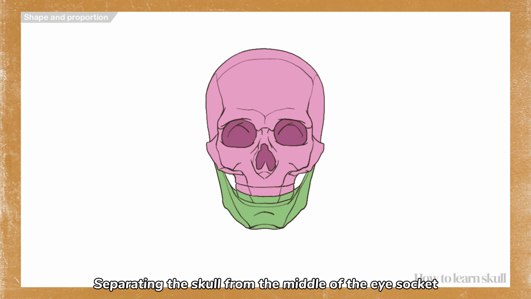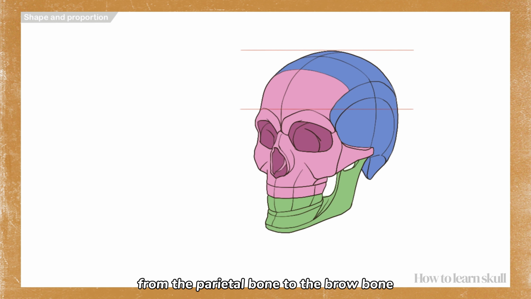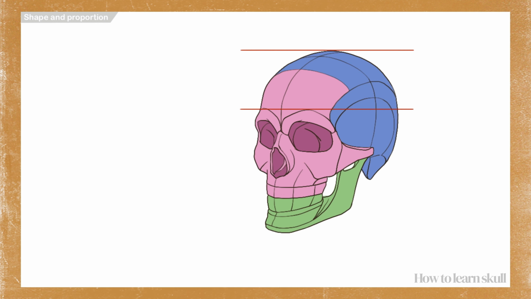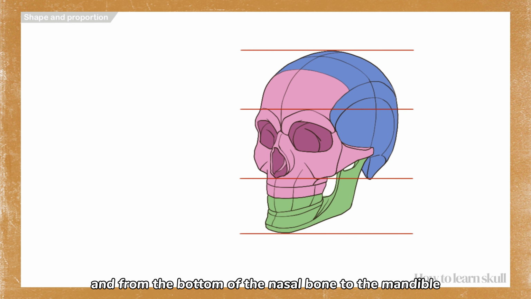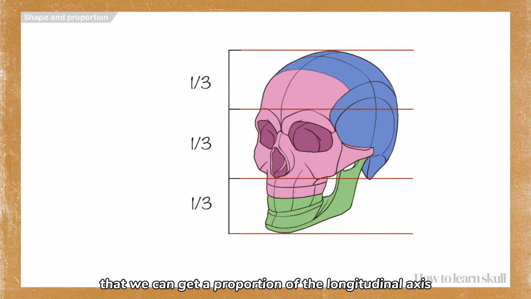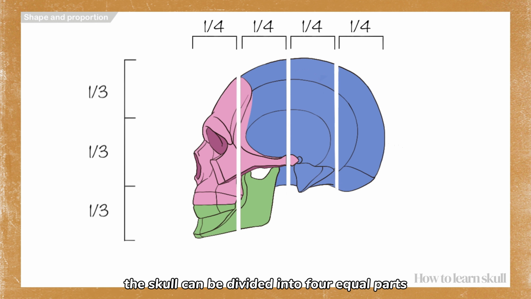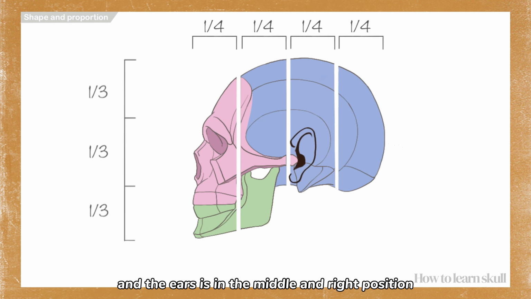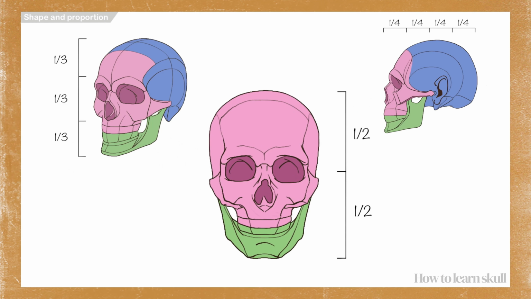Separating the skull from the middle of the eye socket, we can divide the skull into two equal parts, from the parietal bone to the brow bone, from the brow bone to the bottom of the nasal bone, and from the bottom of the nasal bone to the mandible. Each part occupies 1/3 of the skull, so that we can get a proportion of the longitudinal axis of the skull. When looking at the skull from the side, the skull can be divided into 4 equal parts on the horizontal axis, and the ear is in the middle and right position. This is the basic proportion of the skull.